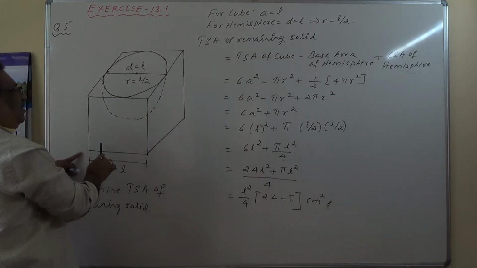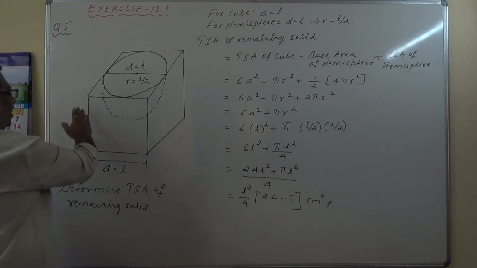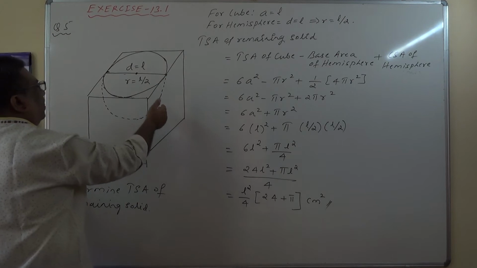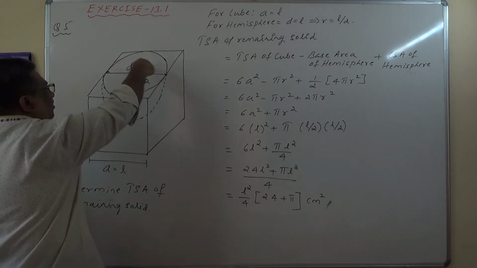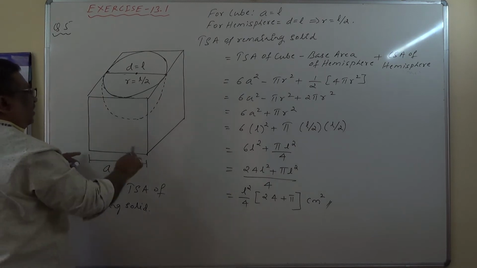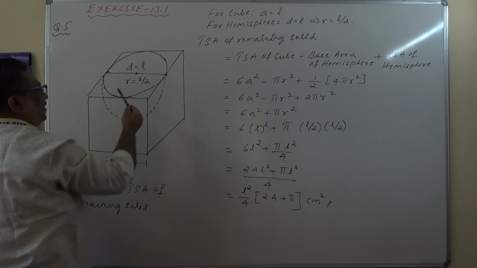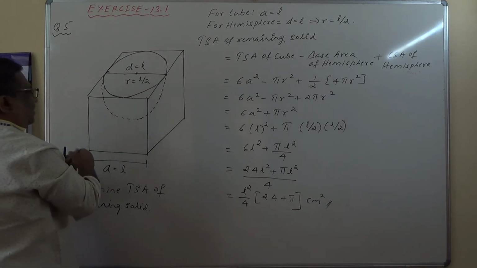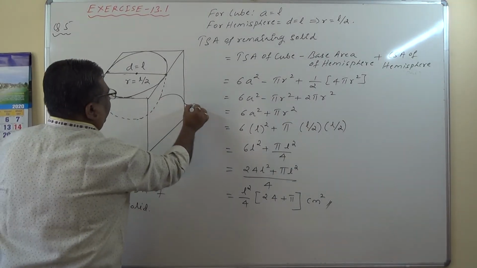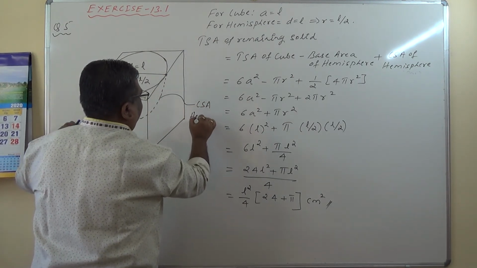Total surface area of the remaining solid is the one where you will be able to paint it. So I can paint all the sides of this cube except this top circular base area, and inside also I will be able to paint it. Therefore, the TSA of the cube minus pi r square, which is the circular base of the hemisphere, plus the curved surface area, that is the inside curved surface area of the hemisphere.